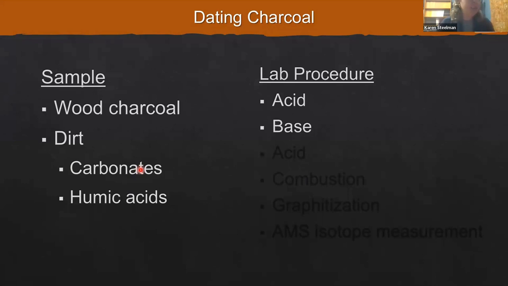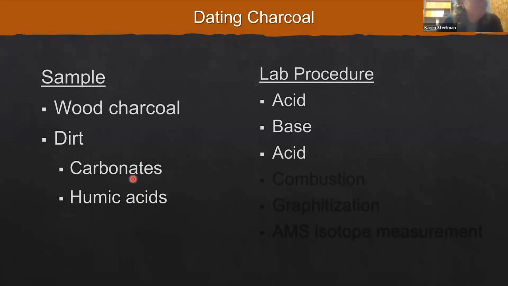Then you would wash it in base, and that should remove your humic acids. Laboratories often do another acid wash just to make sure you got rid of all those carbonates. And so you'll hear this term ABA, or acid-base-acid. Sometimes it's AAA, an acid-alkali-acid wash that is done.